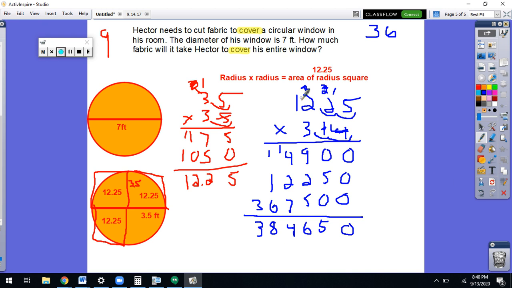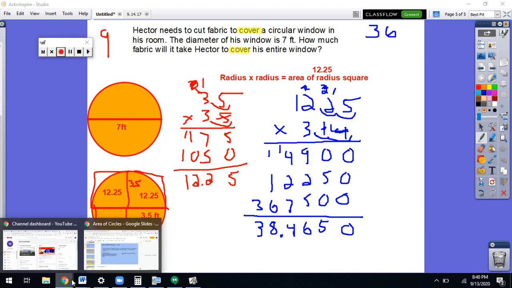I remember from back here, though, 12 times 3 was 36. So the only place that reasonably makes sense is right there. There's my decimal. If I put it here, that's 384. Also, I moved the decimal in the beginning 1, 2, 3, 4 times. So at the end, I just start here and move it back 1, 2, 3, 4 times.